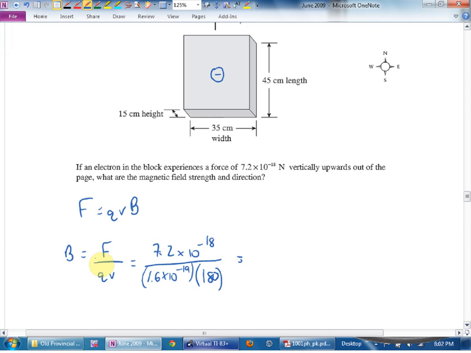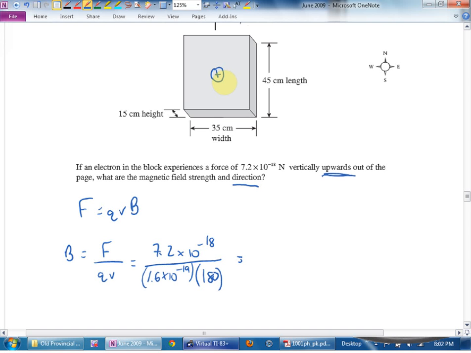Now, they also want the direction. Which way is the electron feeling a force? Our rule doesn't work for electrons. Which way would a proton feel a force then? Downwards. So although I drew an electron, I'm going to make him a little proton. He would feel a force downwards. So I would point my palm downwards, because palm is my force. Which way is the block traveling? Upwards.